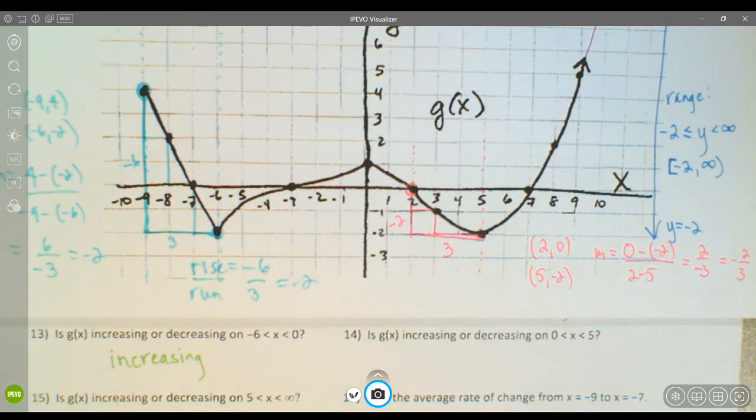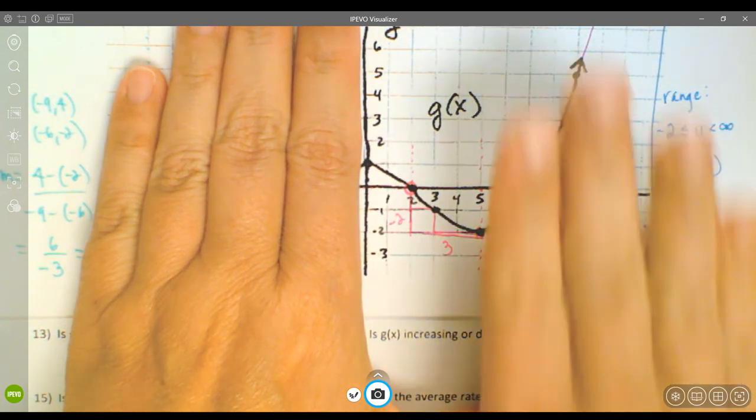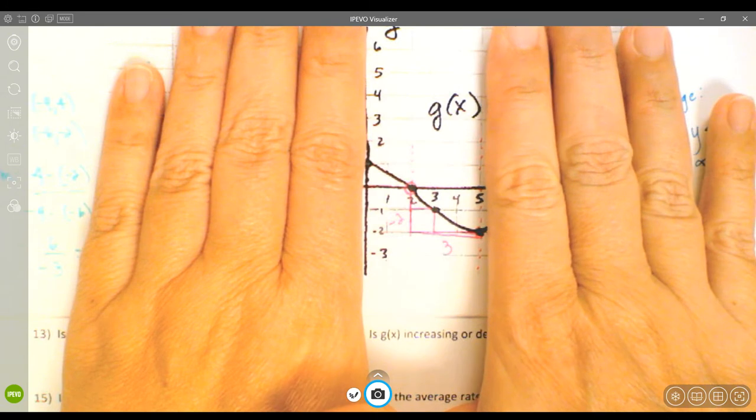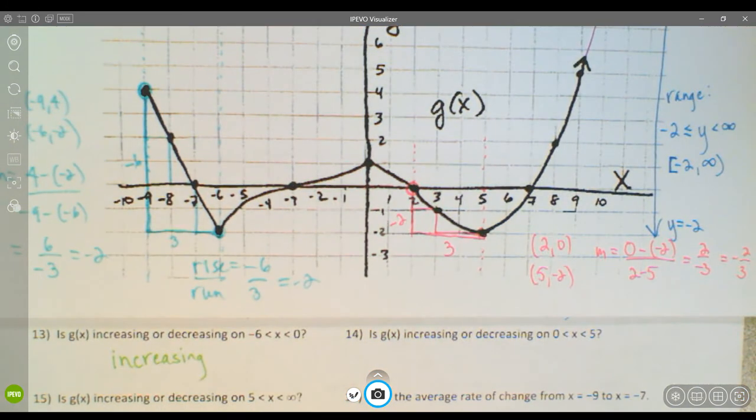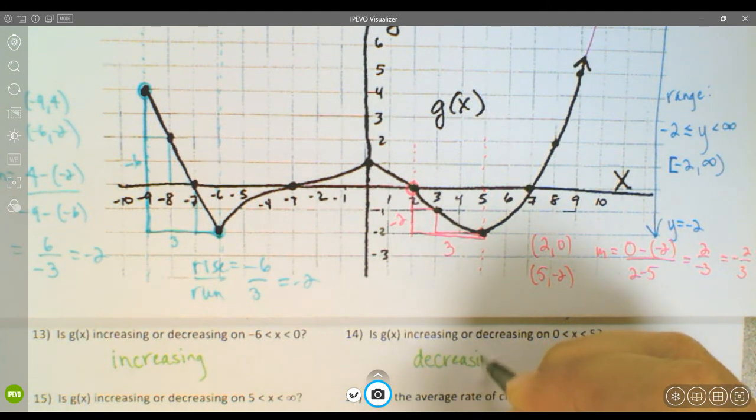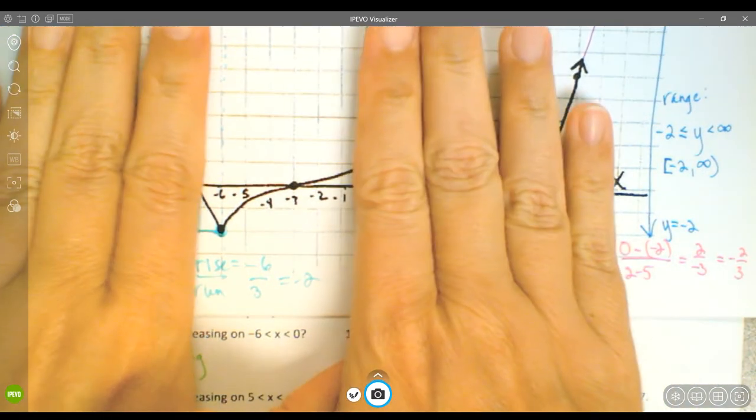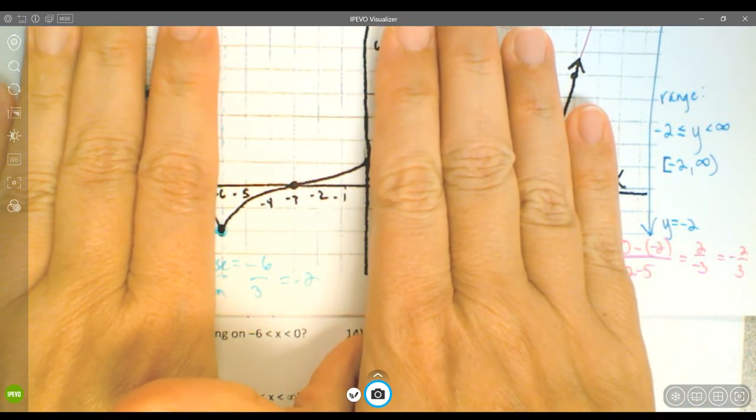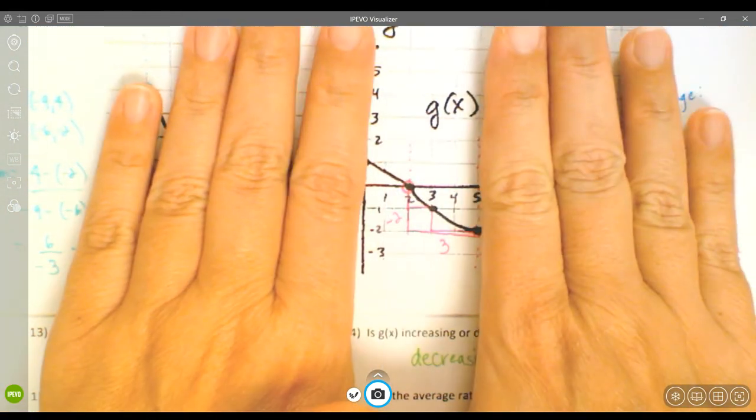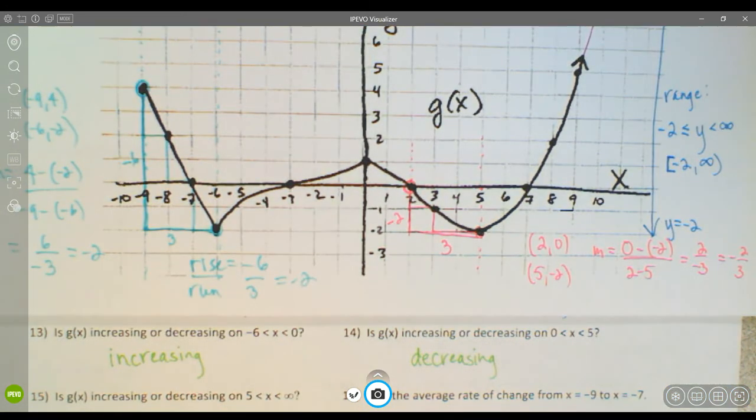What's happening from x equals 0 to x equals 5? So x equals 0 is this vertical line. x equals 5 is that vertical line. What's happening to the graph? It's going down. Therefore, it is decreasing. Remember, you always look from left to right. From left to right, the y coordinate's going up. The graph is going up. From 0 to 5, look at the y coordinate. It's going down. The graph is decreasing.